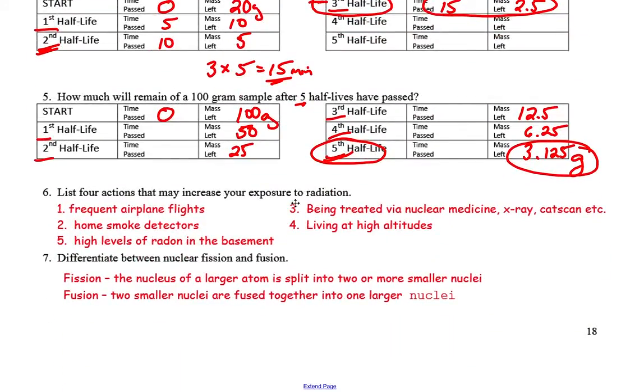All right. List 4 actions that could increase your exposure to radiation. Hopefully you listed something like being on an airplane quite a bit. You're up at a higher altitude, more exposure to radiation from the sun. Smoke detectors, I remember we talked about how they worked. Being treated through nuclear medicine. Obviously they're injecting you with radioactive isotopes. Living at high altitudes, same idea as a flight, not as much obviously. And high levels of radon in the basement.